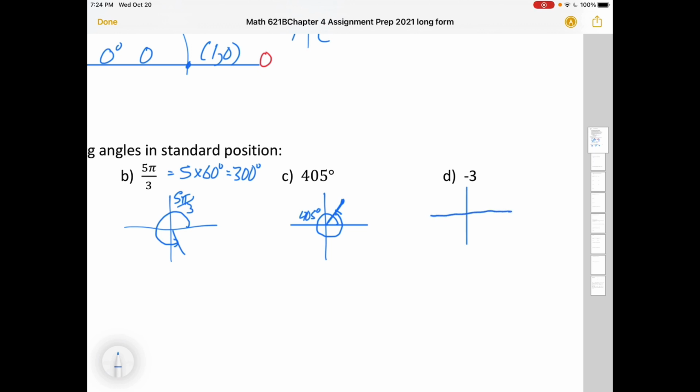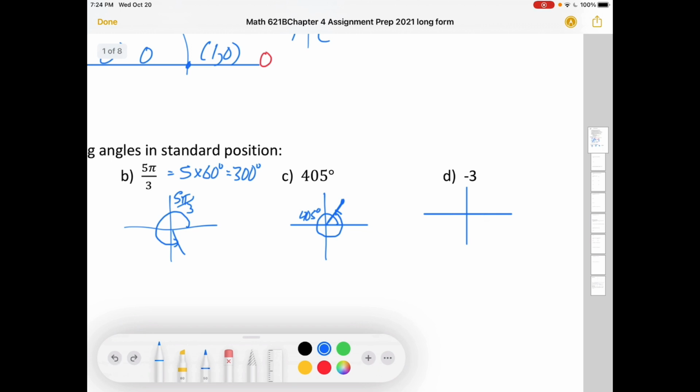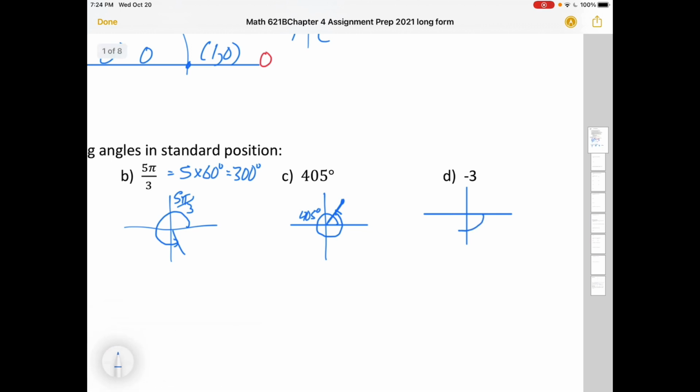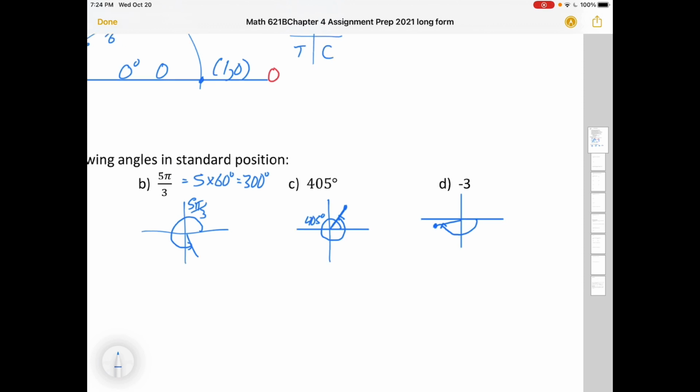All right, and the last one, negative 3. This is a little harder. But if I were to draw negative pi, would be all the way over here. Remember, negative angles are in a backwards direction. Negative 3 is just a little smaller than negative pi, because pi is about 3.14. So we'd be looking at something like this. Almost 180 degrees in the negative direction, but not quite.